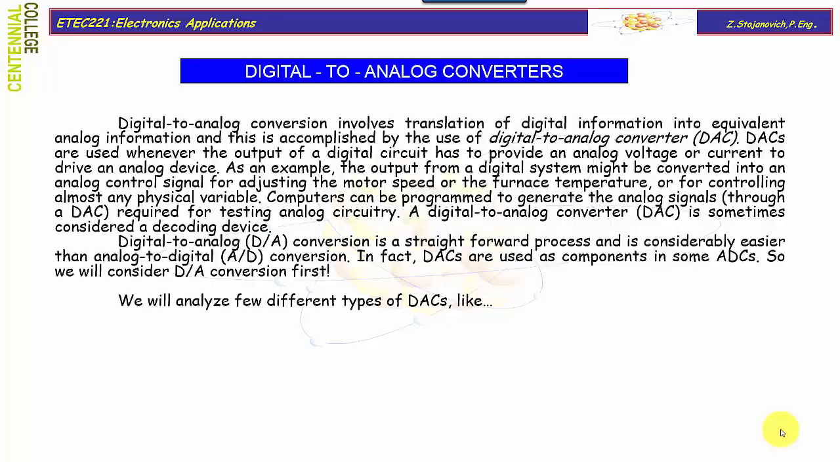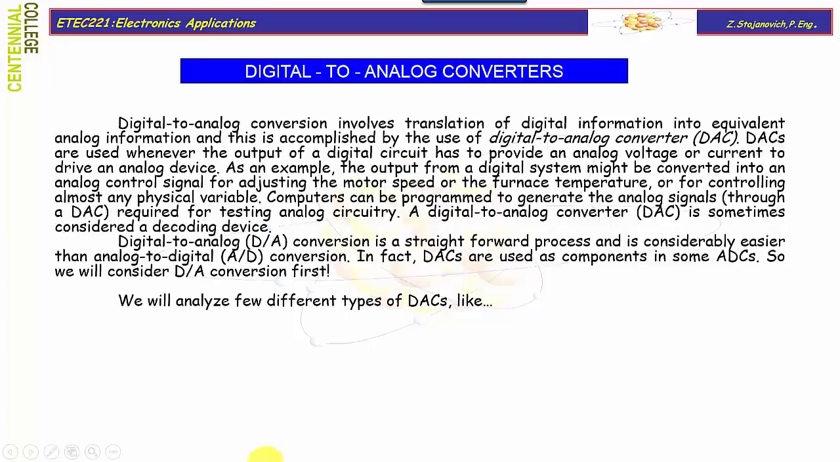Computers can be programmed to generate the analog signals through a DAC required for testing analog circuitry. A digital to analog converter, or DAC, is sometimes considered a decoding device. Digital to analog conversion is a straightforward process and is considerably easier than analog to digital conversion. In fact, DACs are used as components in some analog to digital converters. So that's the reason that we will consider digital to analog conversion first.